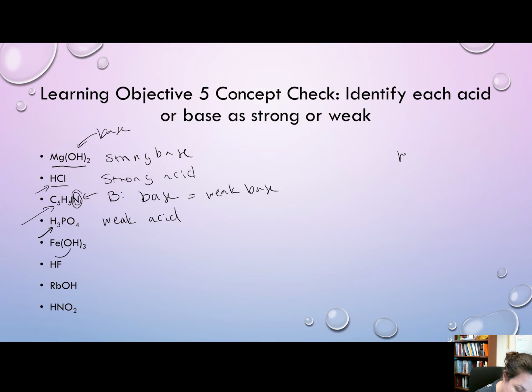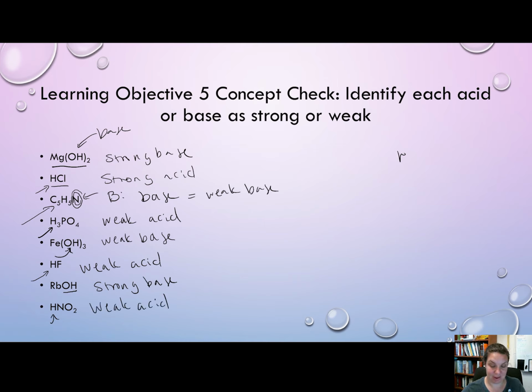Next one, hydroxide, indicates that it's a base. However, this is not a group 1 or group 2, so we consider this to be a weak base. Okay, here we go. Next one, HF. We see that hydrogen, indicating that it's an acid. Not on our strong acid list, so it must be a weak acid. Rubidium hydroxide. We see the hydroxide, so it has to be a base. Rubidium's in group 1, so this would be a strong base. And then we have a hydrogen here, which indicates it's an acid. That acid is not on our strong acid list, so this is a weak acid.